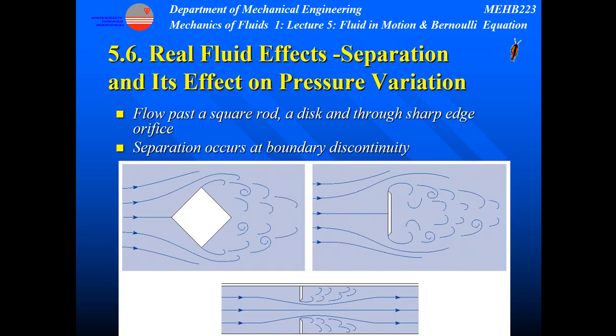So this is the example for different shapes. This is a square rod, this is a disc, and this is an orifice. Alright. So all these are wakes. This is for real fluid. But for ideal fluid, you will not see this.